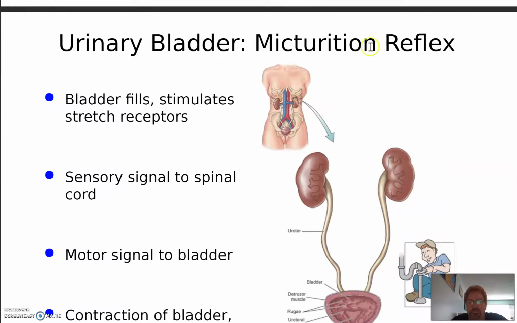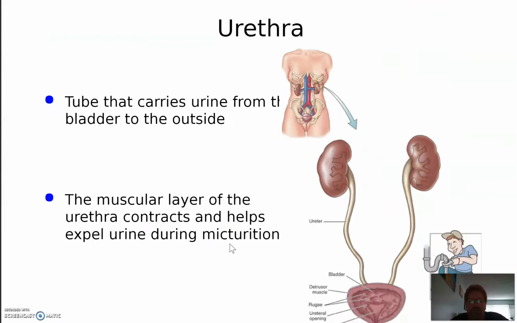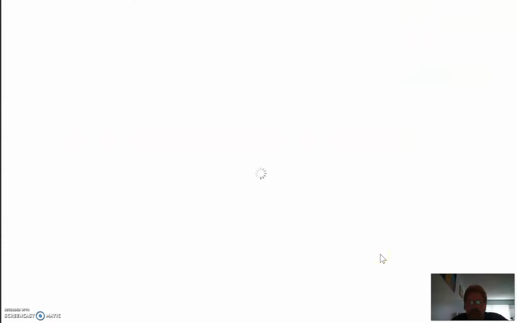Micturition is the word for taking a pee. The bladder fills, stretch receptors are stimulated, a signal goes to the spinal cord, a motor signal goes to the bladder, causing bladder contraction and relaxation of the sphincter. The urethra is a tube that carries it outside. All right.